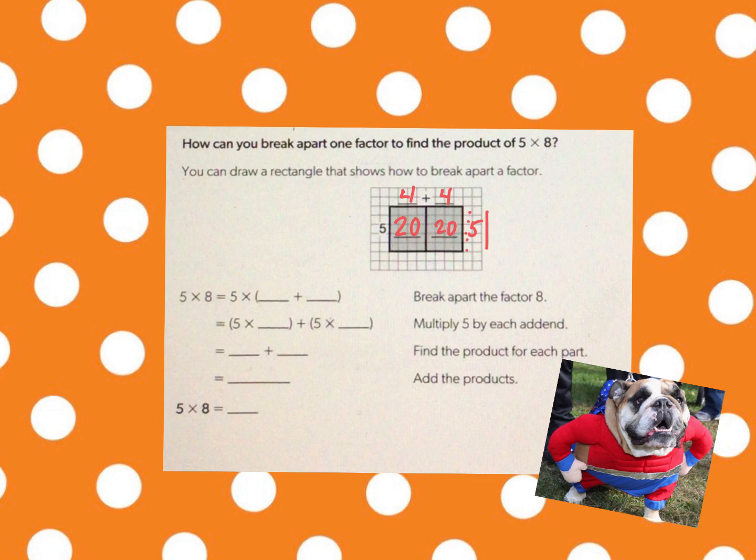Okay, so I can show it over here with my picture, or I can also show it with numbers over here. So I'm breaking apart this 8, I'm decomposing it, or distributing it into not just 8, but 4 and 4. So I know 5 times 4, and I'm going to do 5 times 4. And I know 5 times 4 is 20, and 20 plus 20 equals 40. So I know that 5 times 8 does equal 40.